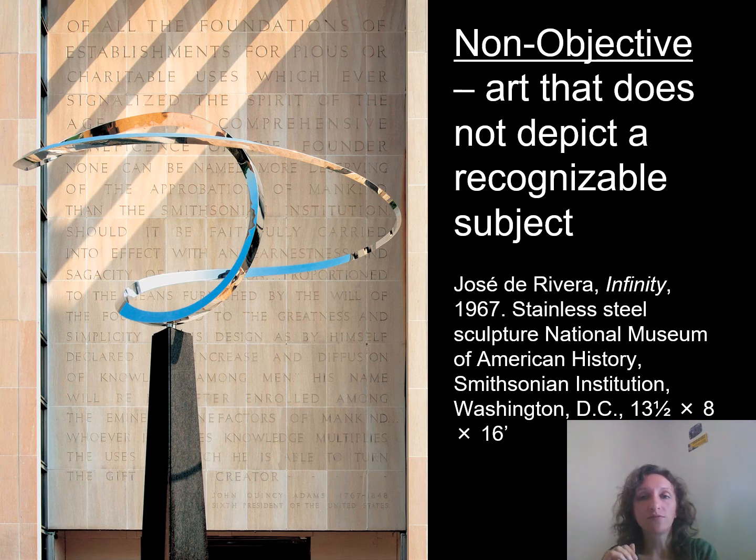But non-objective art does not come from source material. It does not come from the idea of depicting a mother and child. It does not come from the idea of depicting water or anything like that. It is purely about the principles and elements of design, purely about the image, right? So this is Infinity from 1967.